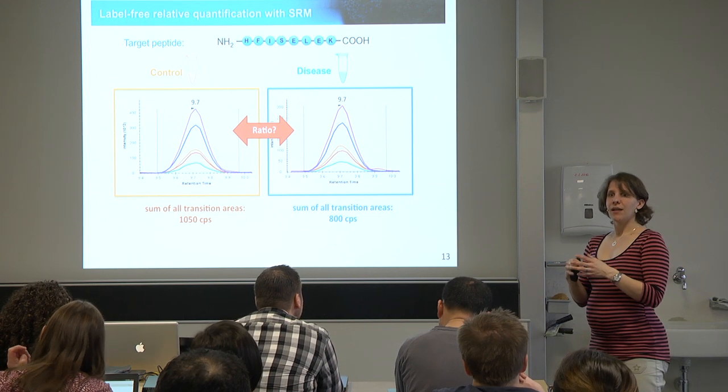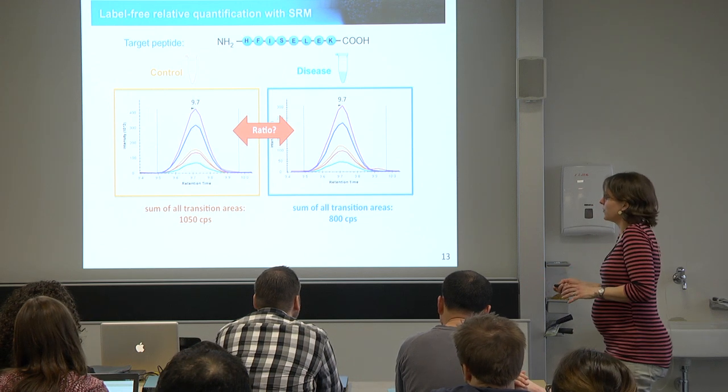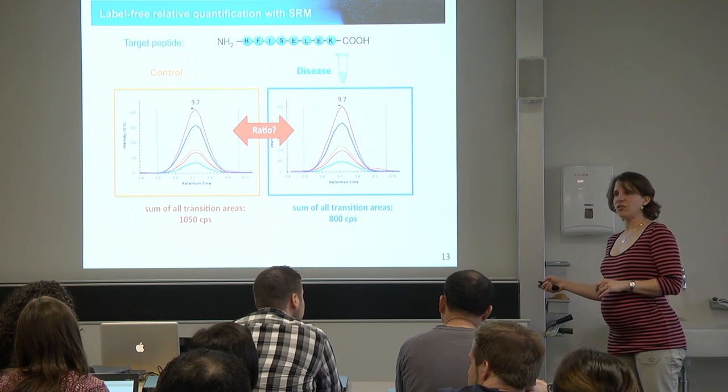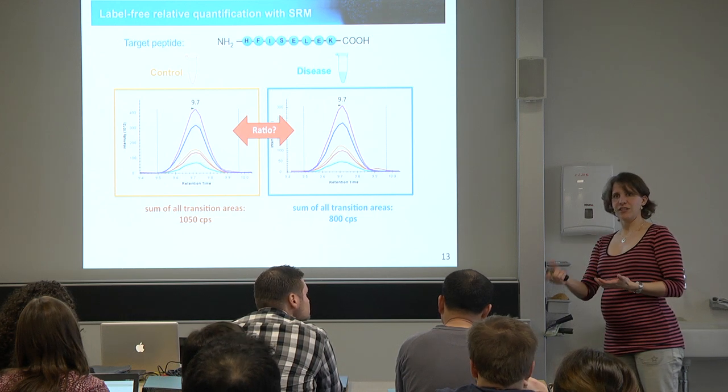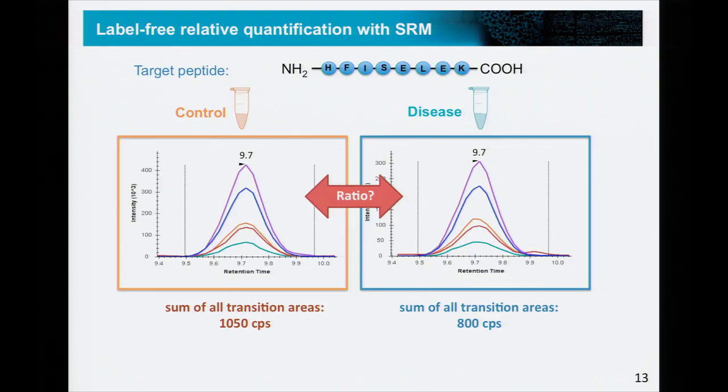Another option, which is also done in the field, and there is no right or wrong, is that you first take the ratio of all the individual transitions and then make the average of all these ratios, and like this you put the same weight on every transition. Is that clear?